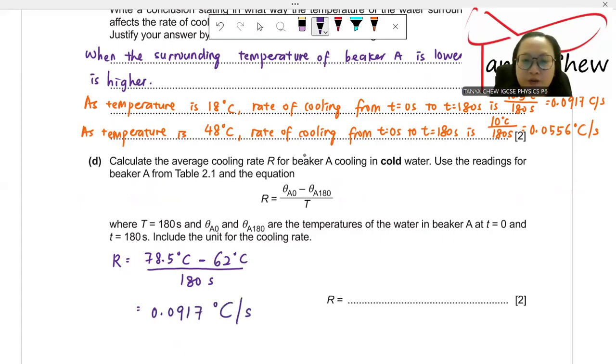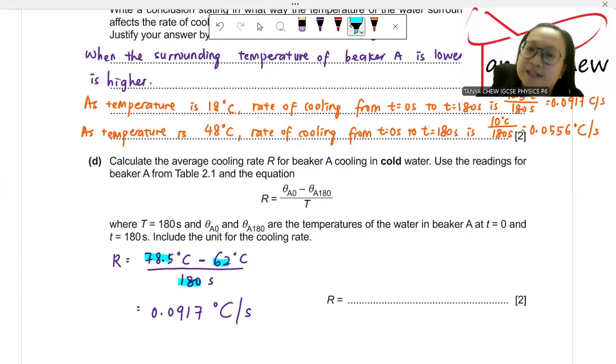So I have to put it in terms of three significant figures because I have three significant figures for 78.5, that is three significant figures. 62, that is two significant figures. And 180, that's three significant figures. So if you see this kind of situation occur, because 62 is two significant figures, you have two significant figures for your raw data, and you also have three significant figures for your raw data. So how many significant figures should you give for your final answer?